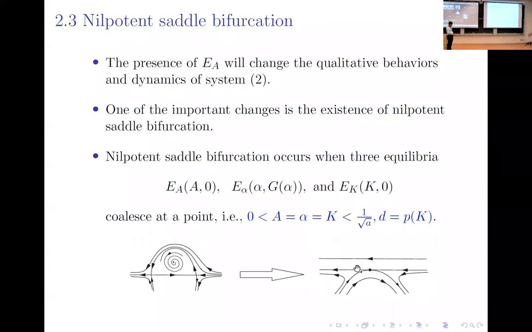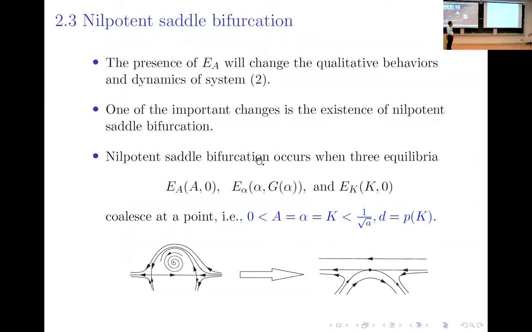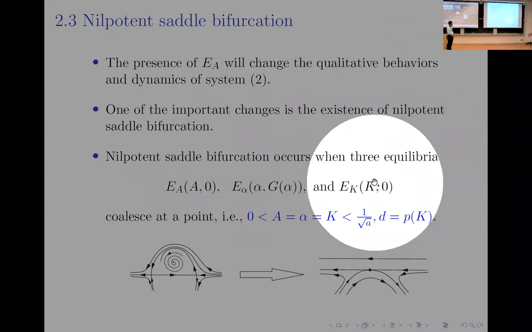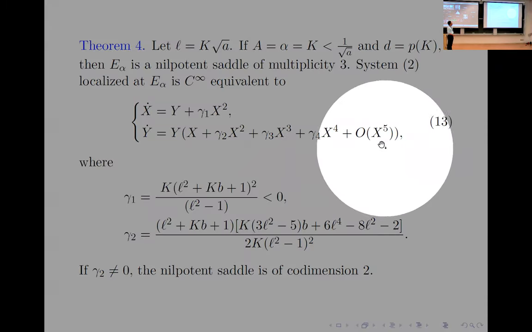Also, we can calculate the normal form. Okay. So when these two conditions are held, now this is the normal form, okay, localized at E alpha. Okay. So that is system 13.